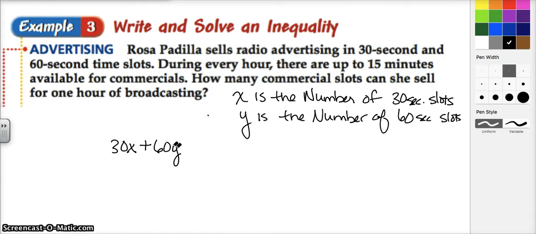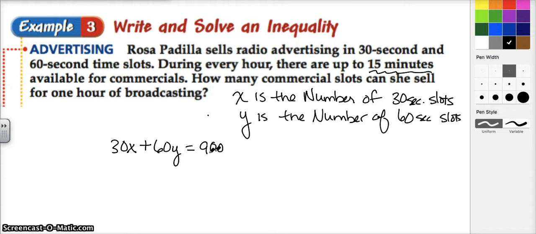So if Y is 2 and I had two 60-second slots, then that would be 2 minutes, or 120 seconds. During every hour, we can have up to 15 minutes of commercial broadcasting, and we want to know how many commercial slots she can sell for 1 hour of broadcasting, which is just 15 minutes. Since I'm dealing with seconds here, I'm going to change my minutes to seconds. In each of the 15 minutes there's 60 seconds, so 15 times 60 is 900.